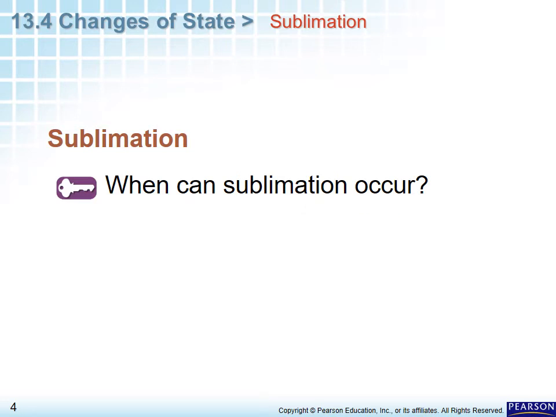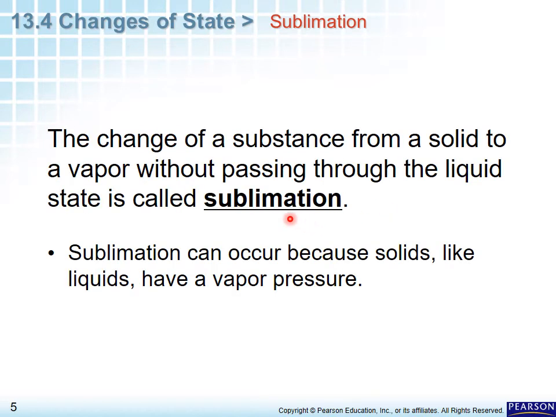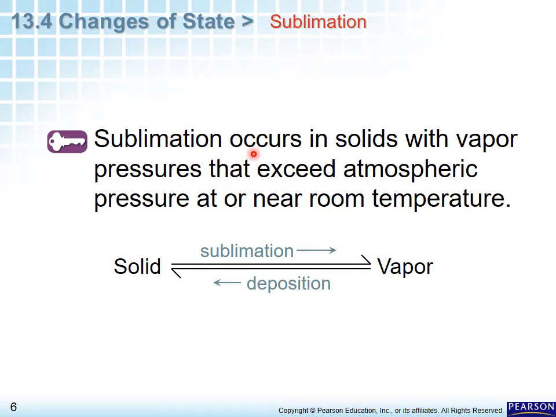When can sublimation occur? First, what is sublimation? The change of a substance from a solid to a vapor without passing through the liquid state is called sublimation. Directly from solid to gas or vapor. Sublimation can occur because solids, like liquids, have vapor pressure. Sublimation occurs when a solid has a vapor pressure that exceeds atmospheric pressure at or near room temperature.